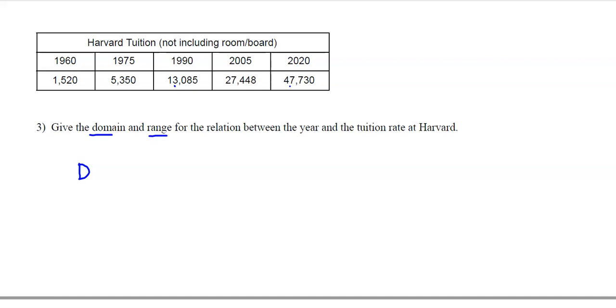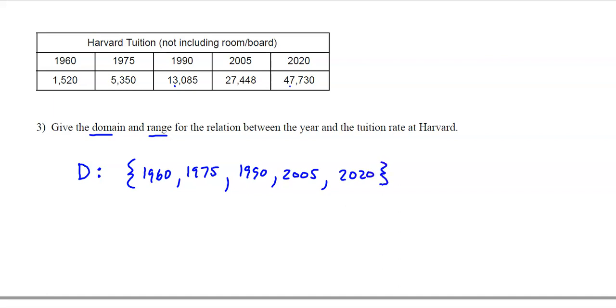So the domain, you just put D, colon, and then I put in the years, 1960, 1975, 1990, 2005. So these are all the inputs. Domain, remember, is what goes in. And then the outputs are the range. And these are the tuition numbers. I'm not going to put commas in here just to save time.